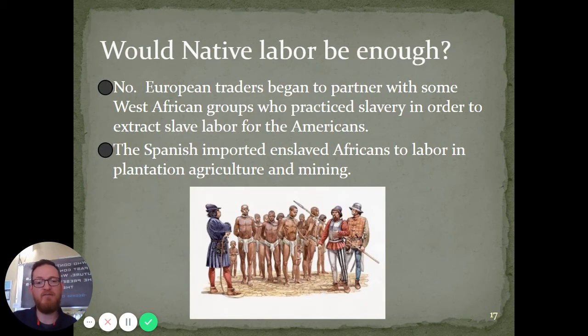So, would native labor be enough? No, it would not be. Again, we talked about the issue with natives dying because of disease. So you're going to start to see European traders partner with West African groups who practiced slavery in order to bring slave labor to the Americas. The Spanish would import enslaved Africans to labor on their plantations. You'll eventually see the Portuguese do the same thing. In fact, the first African Americans to come into the Virginia colony at Jamestown in 1619 were actually captured from a Portuguese ship.